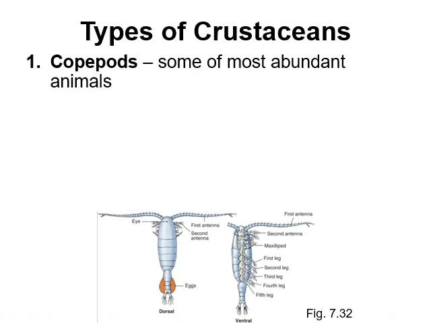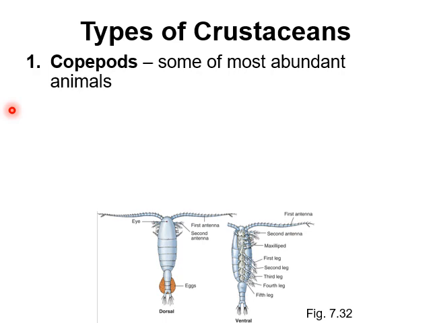So let's talk about some of the different types of crustaceans. The first one I want to talk about are copepods. They are noteworthy in that they are the most abundant animals on the entire planet. If you were to go out to the ocean, virtually anywhere in the ocean, and just take a scoop of water in a bottle, you would find hundreds of copepods. They are just absolutely everywhere, super, super abundant.